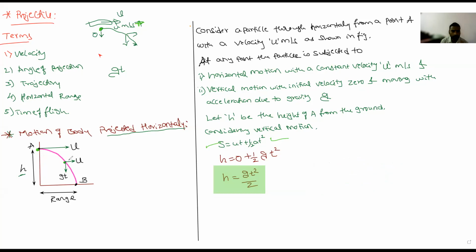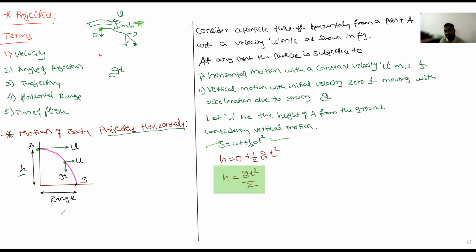So in this problem, h is unknown. Okay, h is determined. Then what is unknown here? Yes, range is unknown. Okay, how to determine the range? What does range mean? Distance. How will you calculate distance? H is distance, that is vertical height. I want horizontal distance.